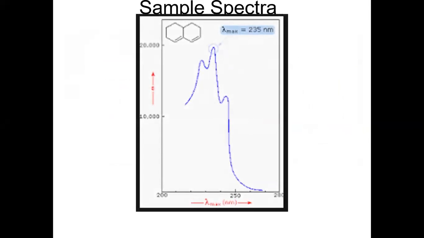And then for UV, this is an example. And you can see you have a conjugated pi system here, and it has a maximum absorbance, lambda max, the maximum wavelength that it absorbs, and it's at 235 nanometers. But we're not going to talk much about UV. We're going to focus mainly on NMR and then infrared and mass spec. But yeah, so that's what's coming up in the next section.